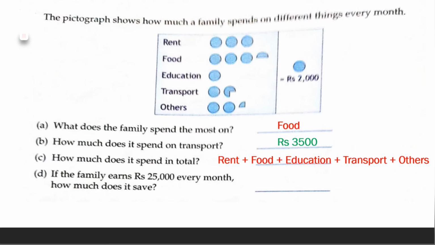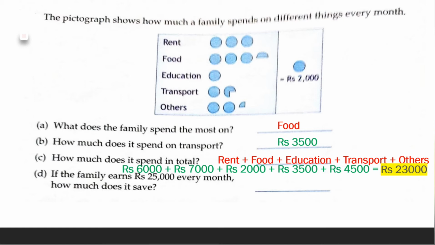And after that we are going to mention their number. So on rent the family is spending 6,000. On food, the family is spending 7,000. On education, it's 2,000. Transport is 3,500. And others, it is spending 4,500. So the total comes to 23,000.